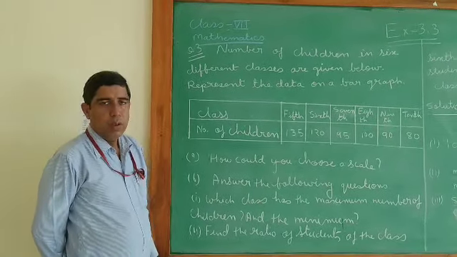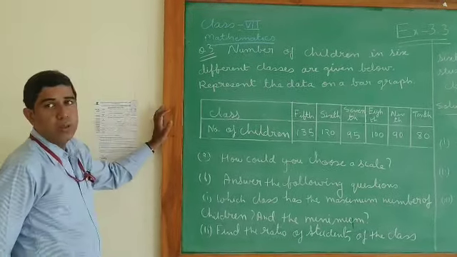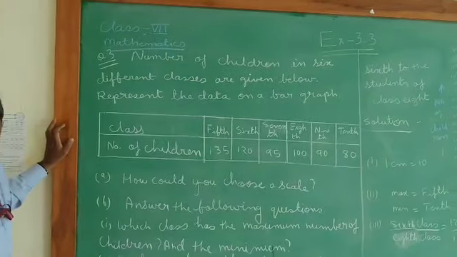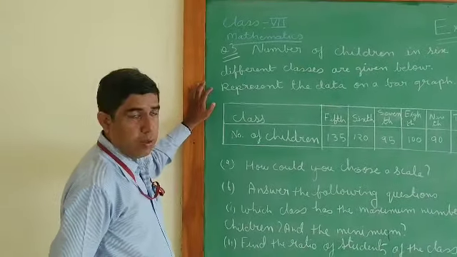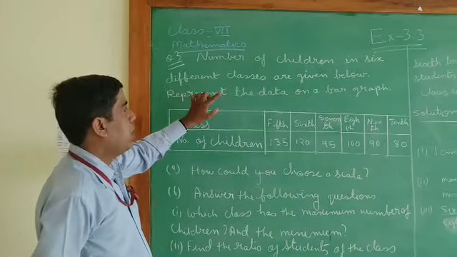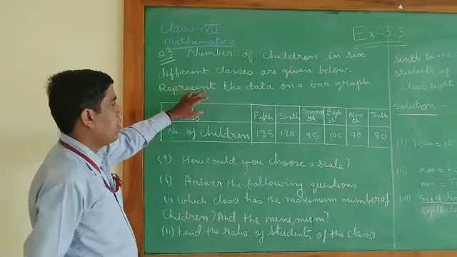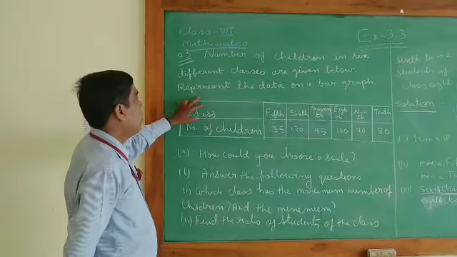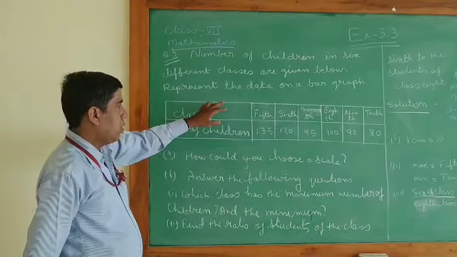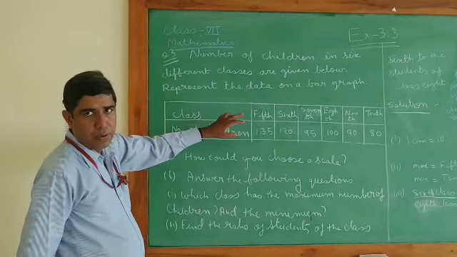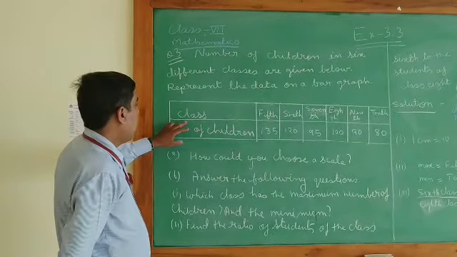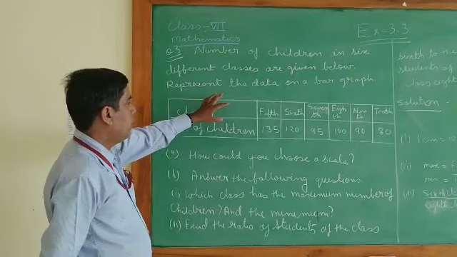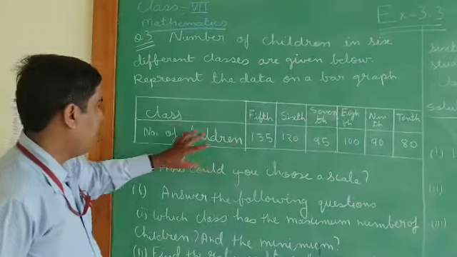Hello students, today we are going to discuss question number 3 of exercise 3.3. So what is the question? You can see on the board here. The number of children in 6 different classes is given below. Represent the data on a bar graph. So you have to represent this observation on a bar graph.